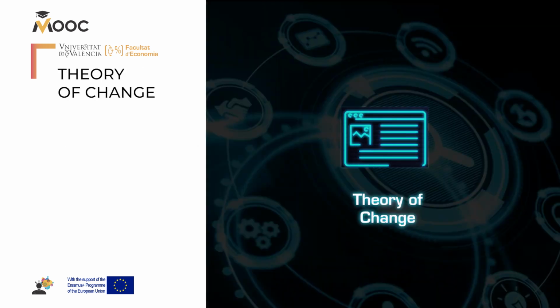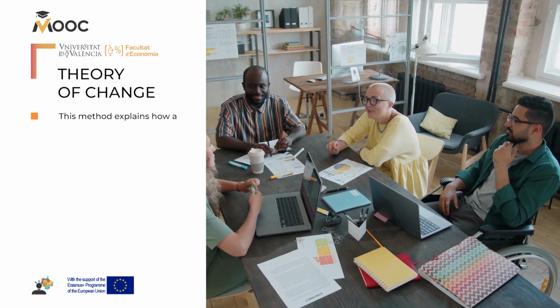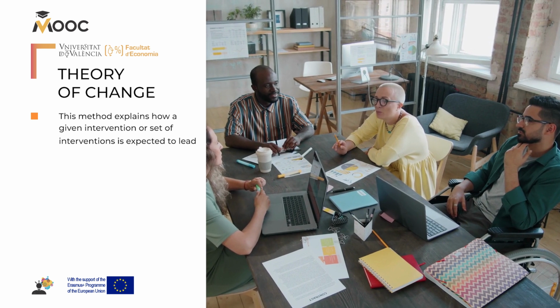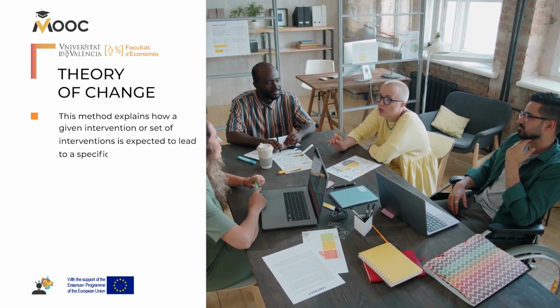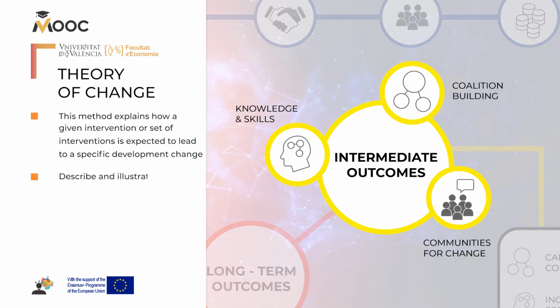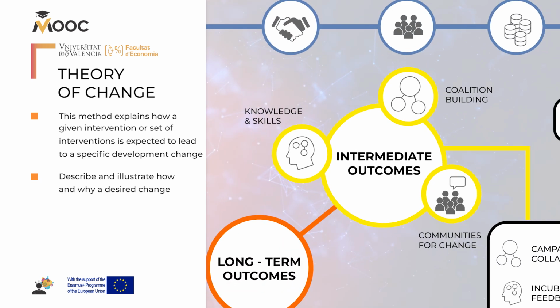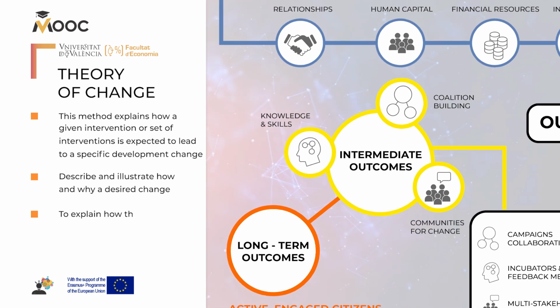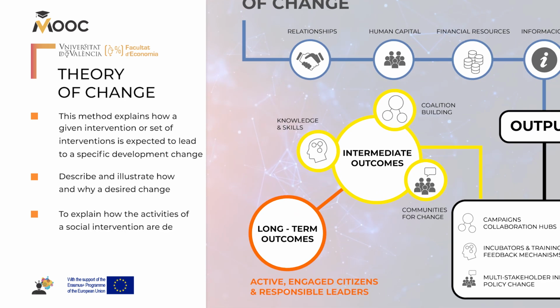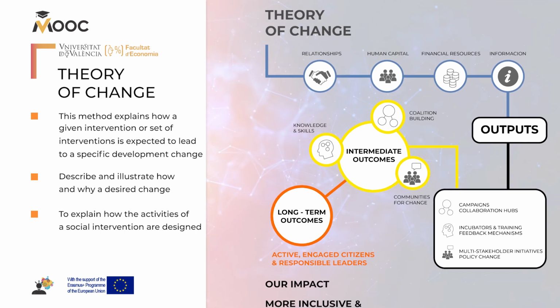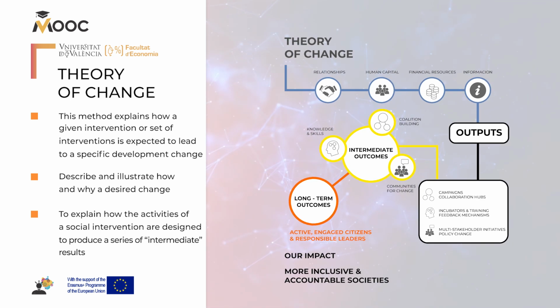To continue, we will address the theory of change. This method explains how a given intervention or set of interventions is expected to lead to a specific development change. It helps to describe and illustrate how and why a desired change is expected to happen in a given context. It aims to explain how the activities of a social intervention are designed to produce a series of intermediate results that contribute to achieve the final intended impacts.